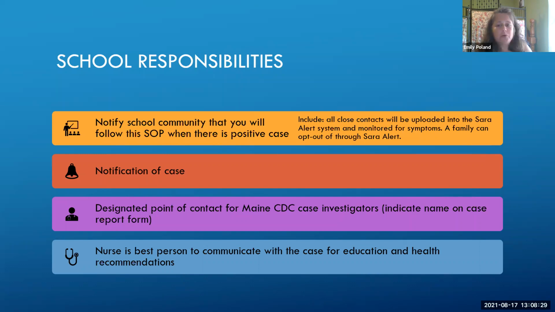And then noting the specific nurse role within the standard operating procedure: the nurse really needs to be the one communicating with the sick person, right? So the person that is the case. They should be notifying, educating them on proper isolation in the home, monitoring for worsening symptoms, and providing that education for the family on how to isolate the sick person from the rest of the family. That's really the nursing-specific part.